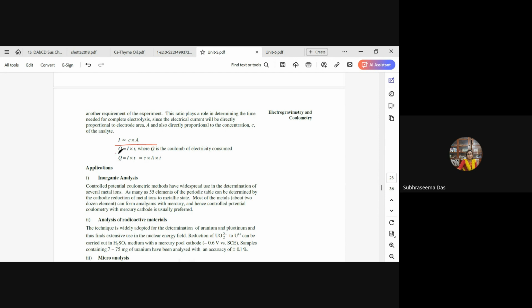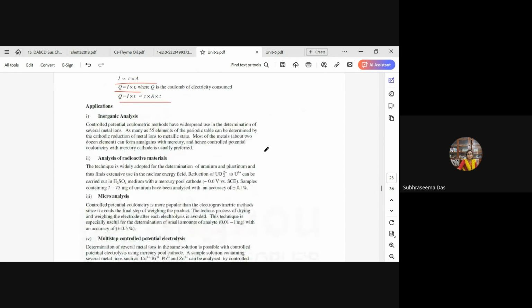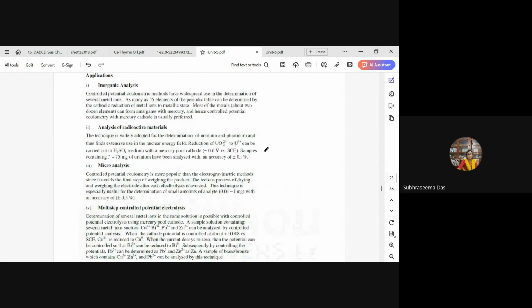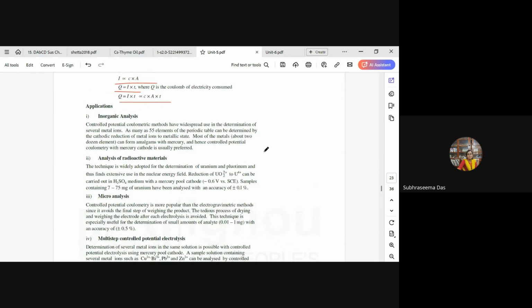We know Q is equal to I into T. So Q is equal to I into T, which is directly proportional to C into A into T. Then coming to applications of controlled potential electrolysis. So first, in the inorganic analysis.